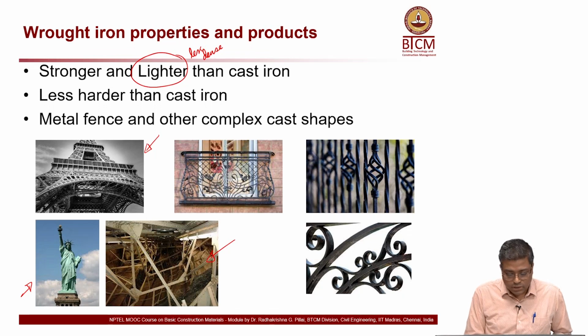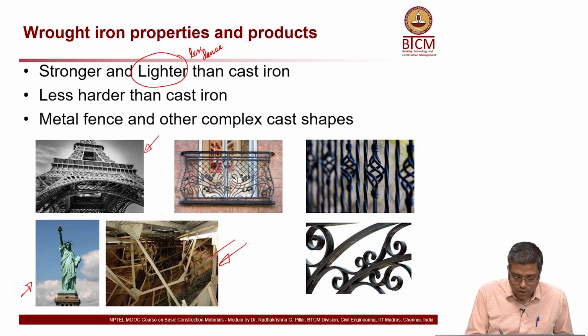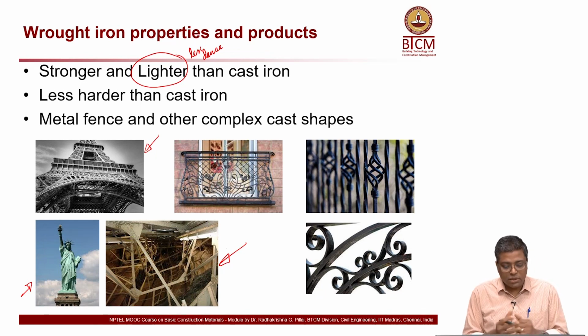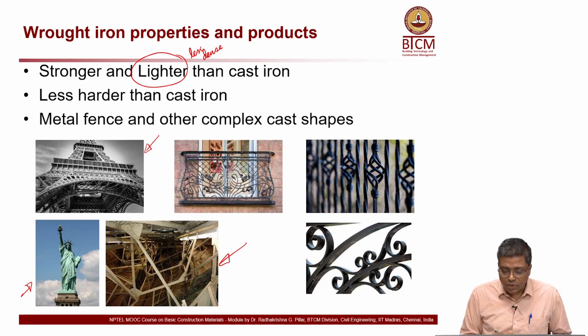This is an inside view of the frame inside the Statue of Liberty. These are all collected from the internet. You can also see these different aesthetically pleasing shapes for various applications in buildings, fences, etc. Wrought iron is widely used.